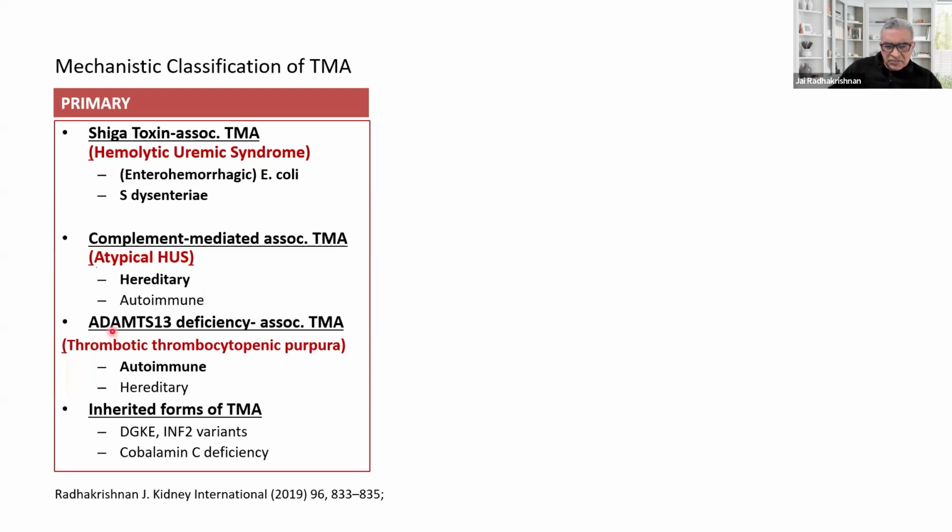And then there's a deficiency of ADAMTS13. It's a serine protease, which breaks down von Willebrand's factor. And we call this TTP, or thrombotic thrombocytopenic purpura. Again, autoimmune or inherited. And there are rare variants which can cause endothelial dysfunction, which are now easily detectable through targeted gene panels.